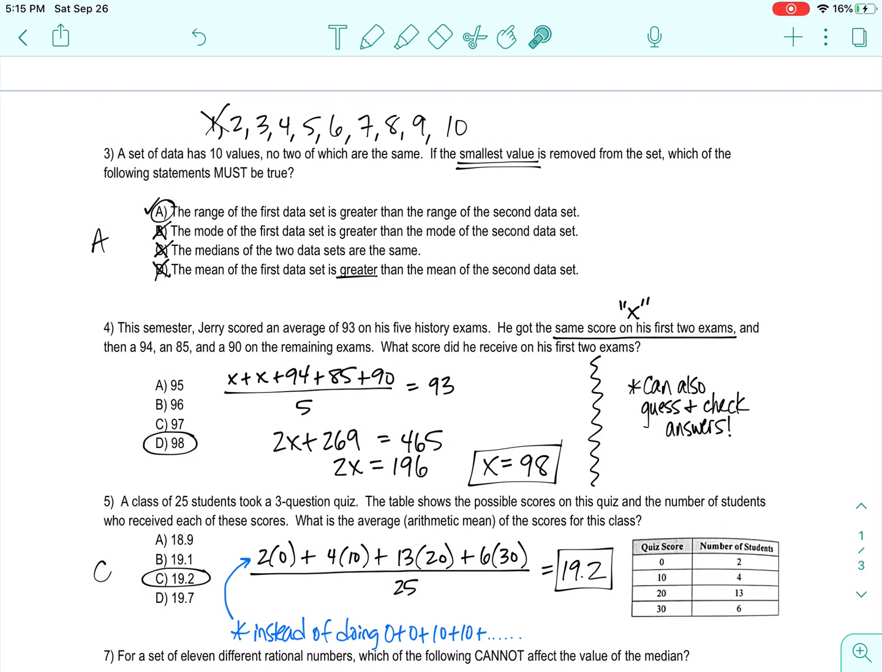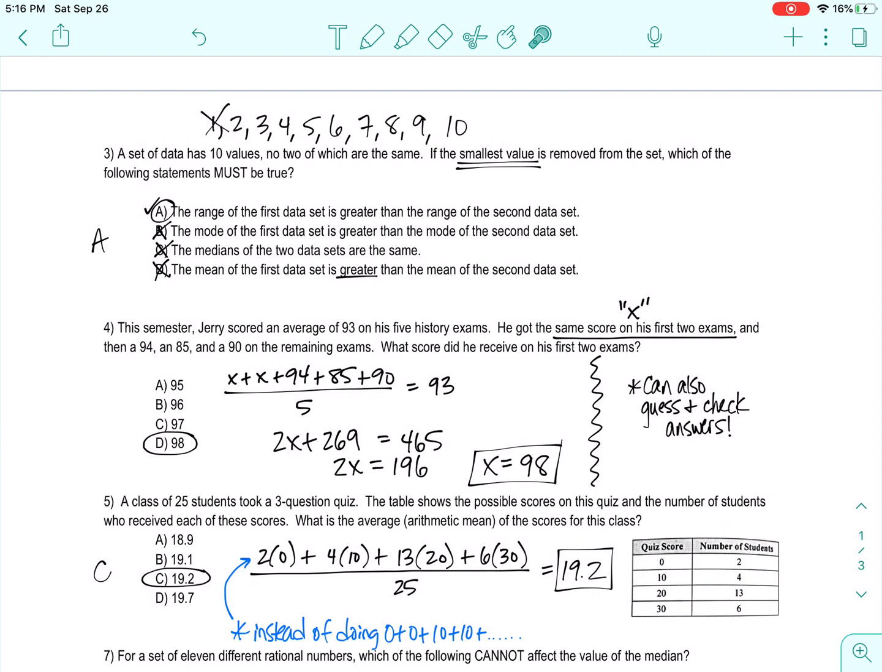The mode of the first data set is greater than the mode of the second. Well, we don't have a mode because none of which are the same, so that's not true. The medians of the two data sets are the same. Well, the median of the numbers 1 through 10 is 5.5 because there isn't a middle number. But if I get rid of the 1, now I only have 9 numbers, and that means my middle number is 6. So those are different. So C is not true.